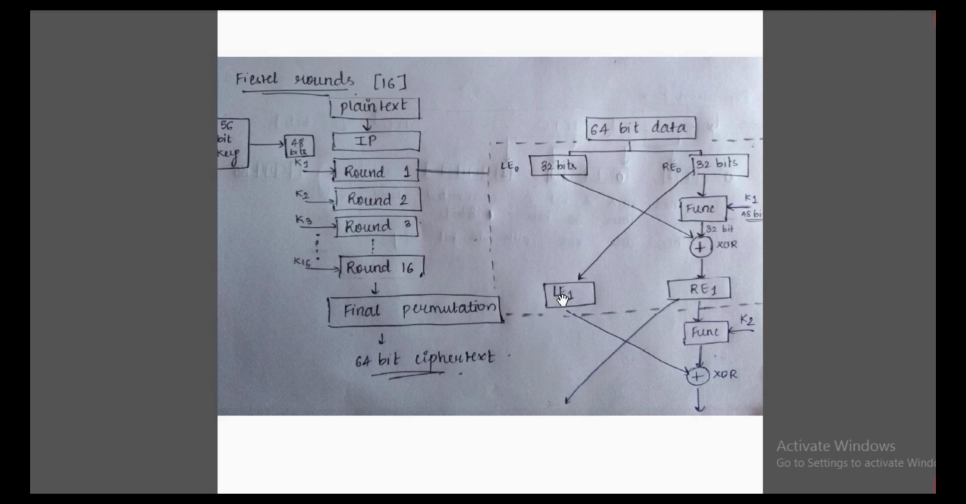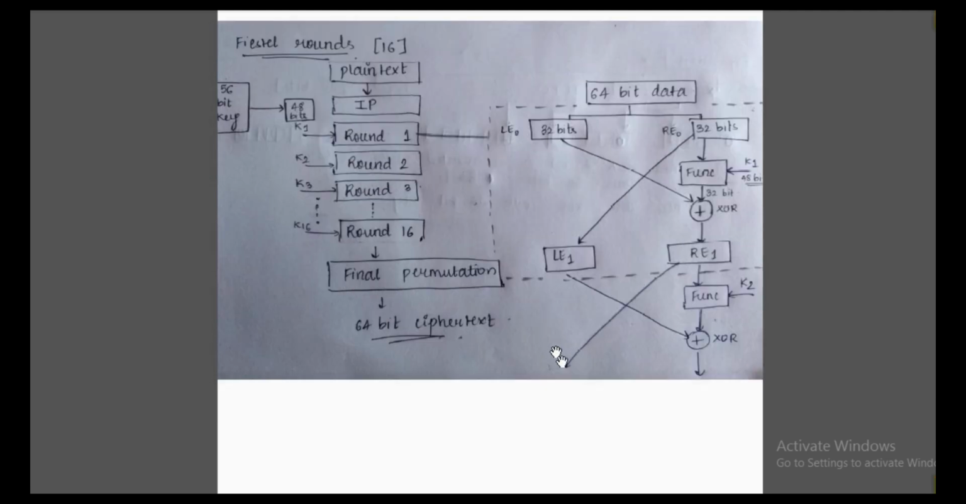And in a similar way, this LE1 will be given as input along with the 32 bits from the function to the XOR, and this will form the right part. And similarly the right part of the second round will be the left part of the third round. So this is what happens in the Feistel rounds. So 16 rounds of this will take place, and finally a 64-bit ciphertext will be produced. And here each key is different.